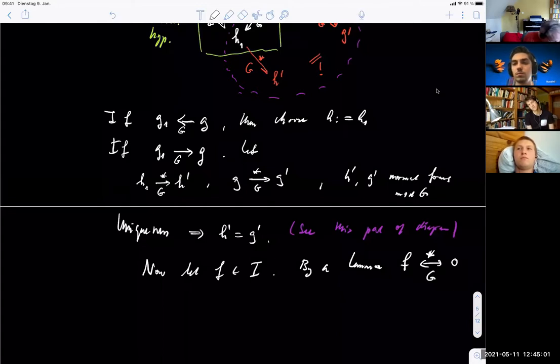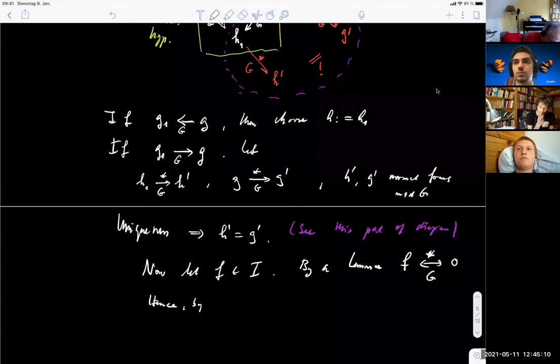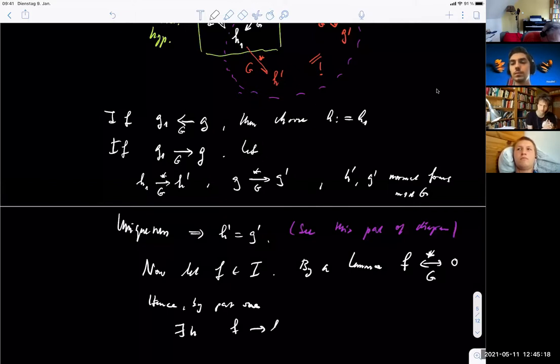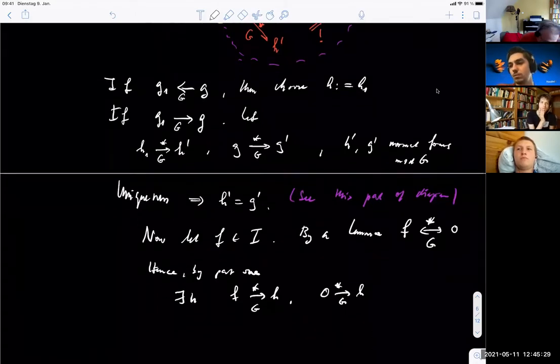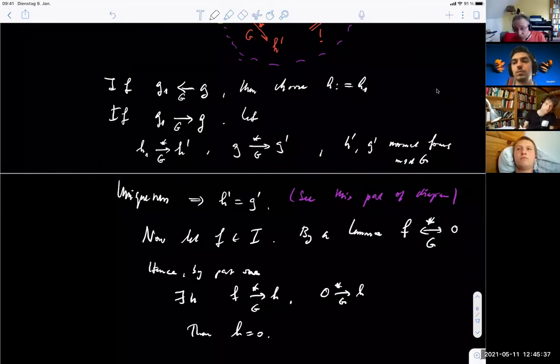So hence, by part 1, which I just proved, there is an H, and F reduces to H mod G. And what would it be? 0 reduces to H. But the only way to reduce 0 is to do nothing. So H must be 0. And I'm done. F reduces to 0.